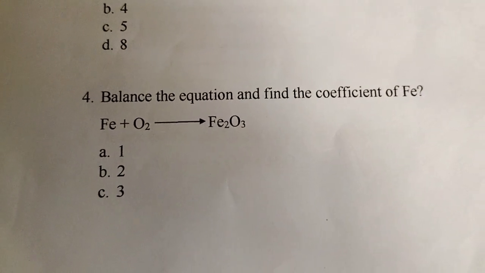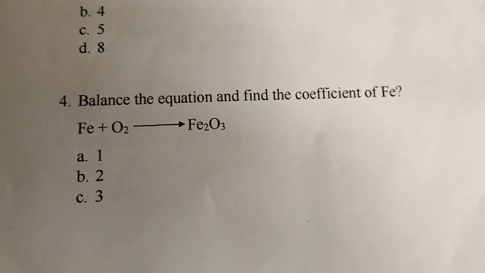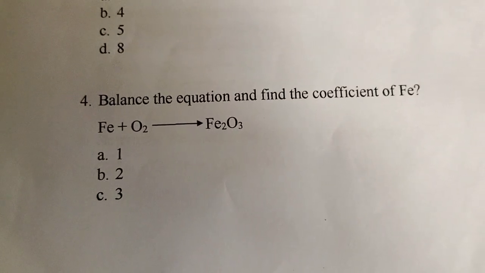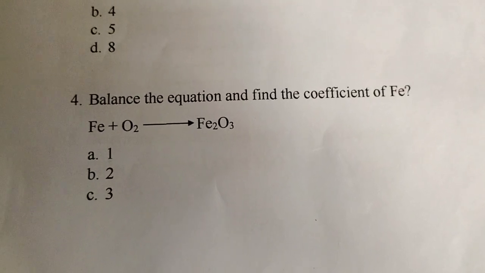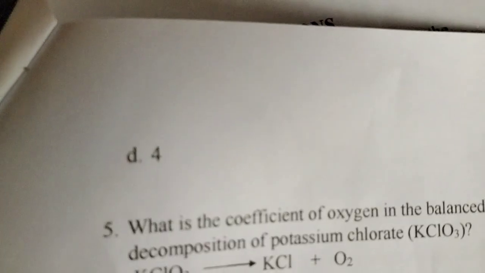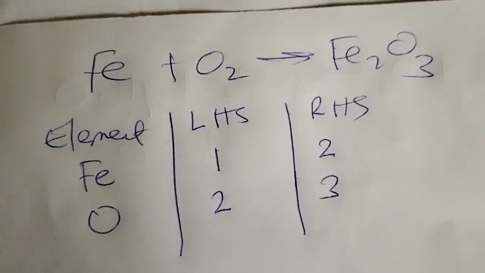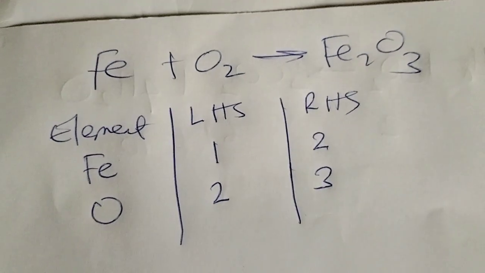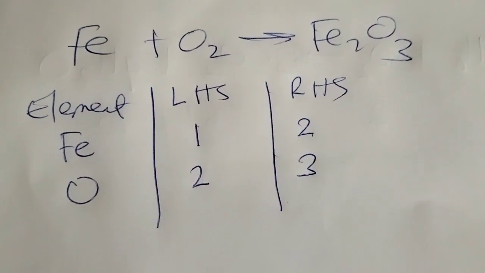Looking at number 4, they say balance the equation and find the coefficient of iron. The reaction is between iron and oxygen to form Fe2O3, iron(III) oxide. Option A, 1, option B, 2, option C, 3, and option D, 4. So let's balance the equation. Look at the equation there, written again from the question paper.